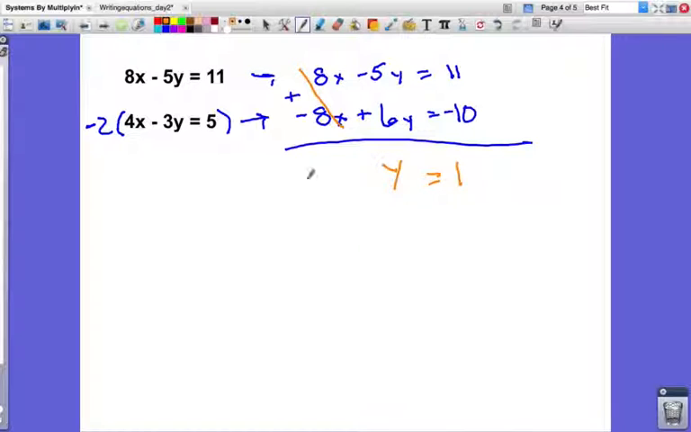And now I can take this, plug it into any of my original equations. Let's do the top one this time. So I have 8x minus 5 times 1 equals 11.